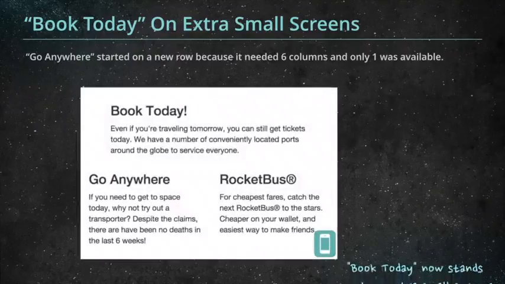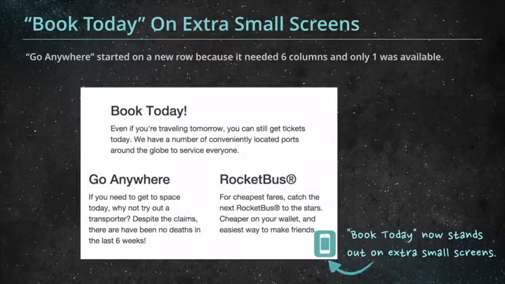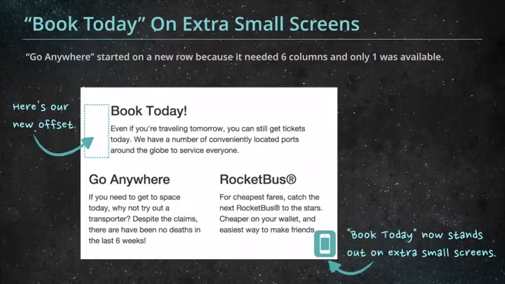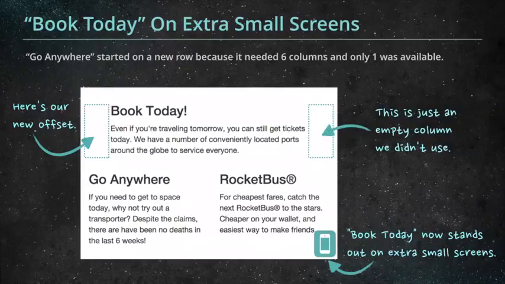We'll see that Book Today shows up centered with an empty column on the left and another empty column on the right. Go Anywhere and Rocket Bus each take up 6 columns, adding up to 12 to take up the entire row. What's important to note here is that we've used only 11 total columns to accomplish this centering effect. The remaining 1 column to the right of Book Today wasn't used because nothing was there except empty space. If we had made Book Today take 11 columns, we wouldn't have the centering effect.